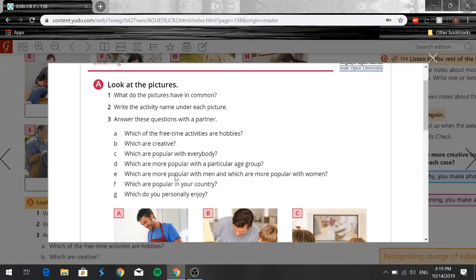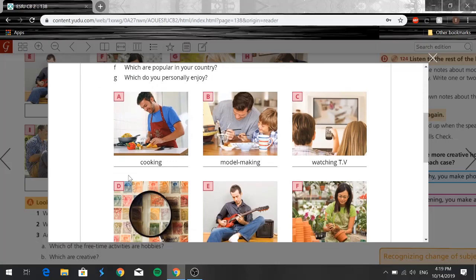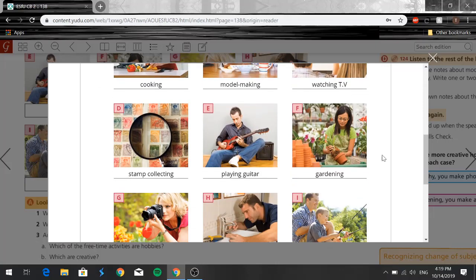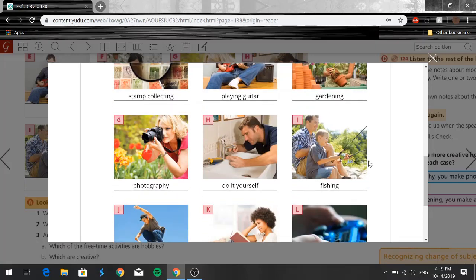Anyway, D, which are more popular with a particular age group? Alright, we'll definitely say that gardening is something that you don't see young teens doing. It's usually something that older people do, right? People that are on the older side of things. What about fishing as well? Although the picture says otherwise, I don't think teenagers or young adults enjoy going fishing often. Could be me though.